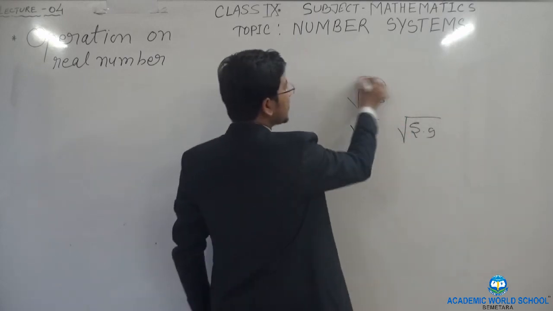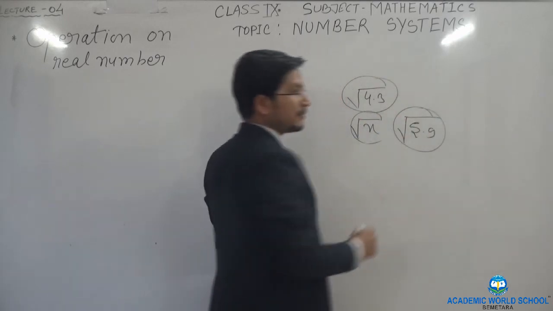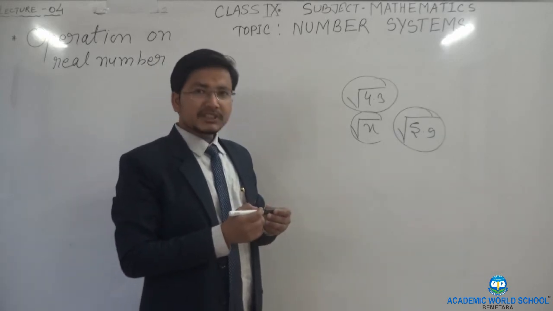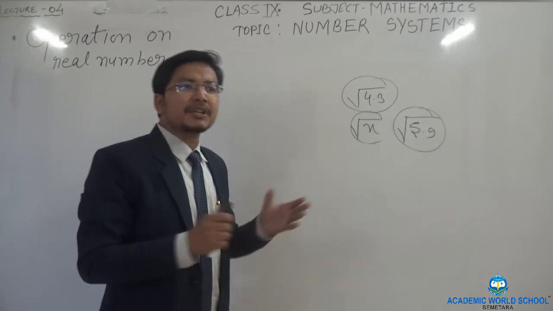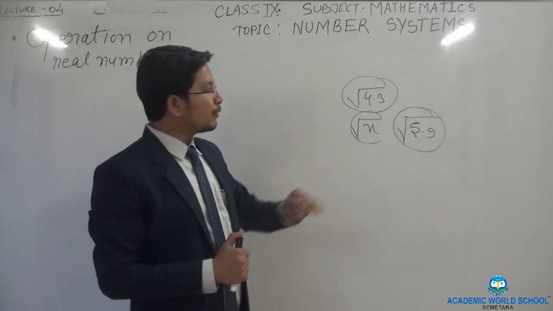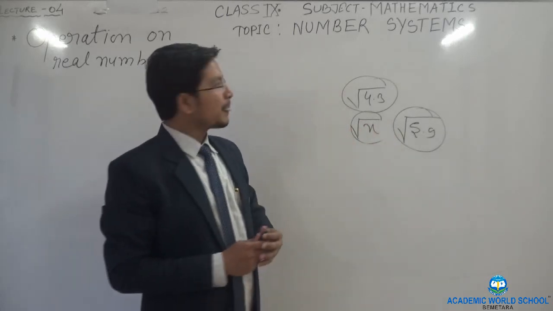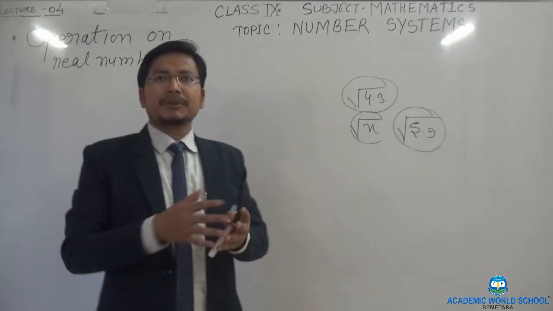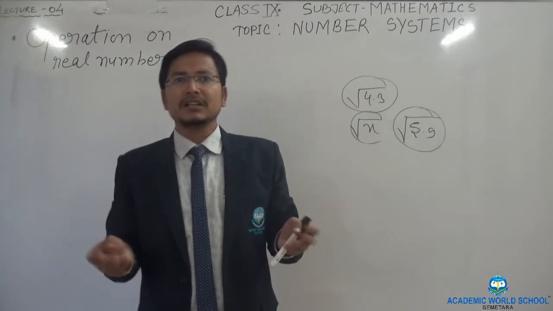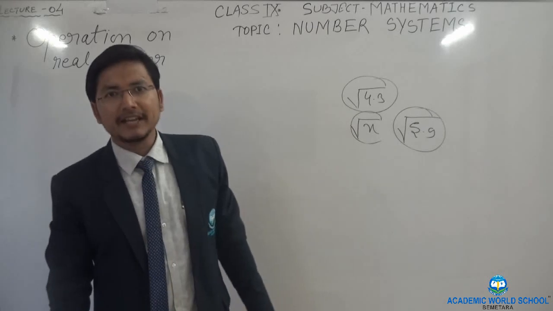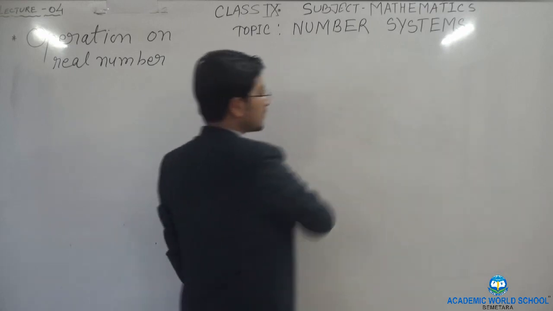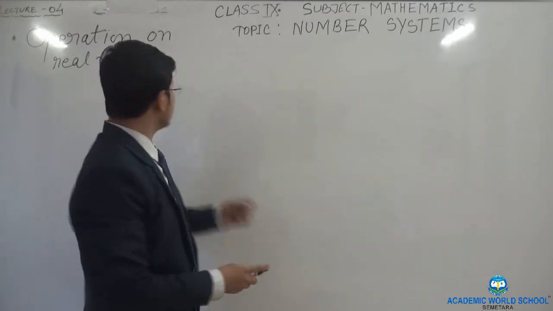We are going to represent these numbers on the number line, because yesterday in lecture number 3 we learned that we can represent any real number on the number line. Then there will be operations. We are going to add or subtract rational and irrational numbers. We will be multiplying rational numbers with irrational numbers, and rationalization of denominator. Okay, so let's start.